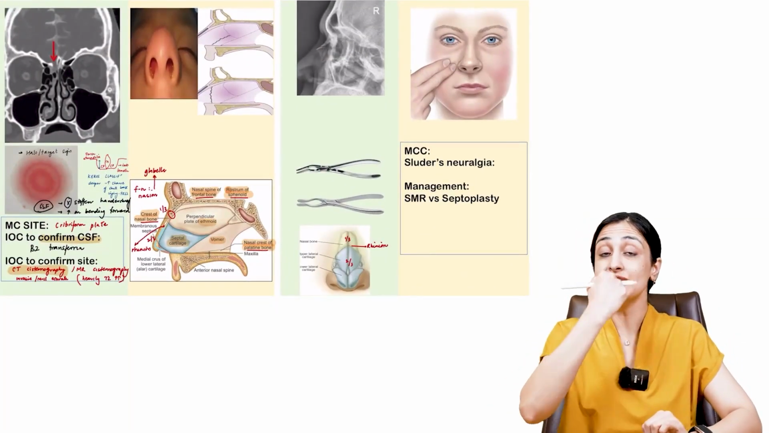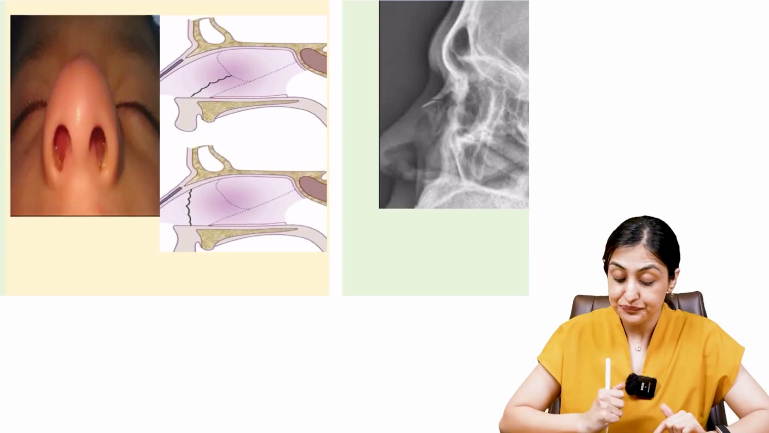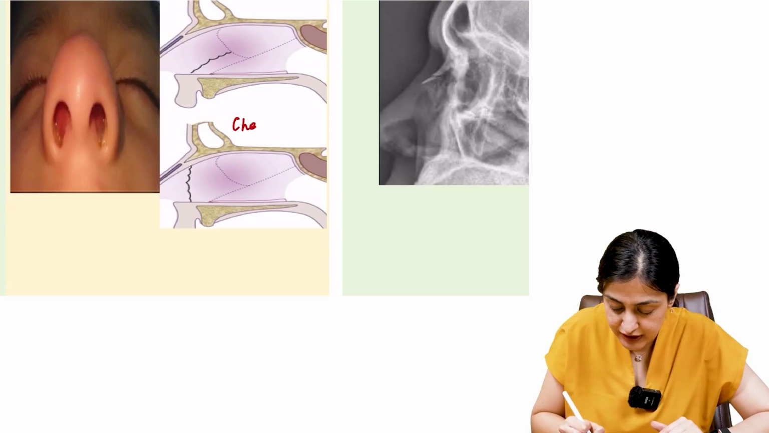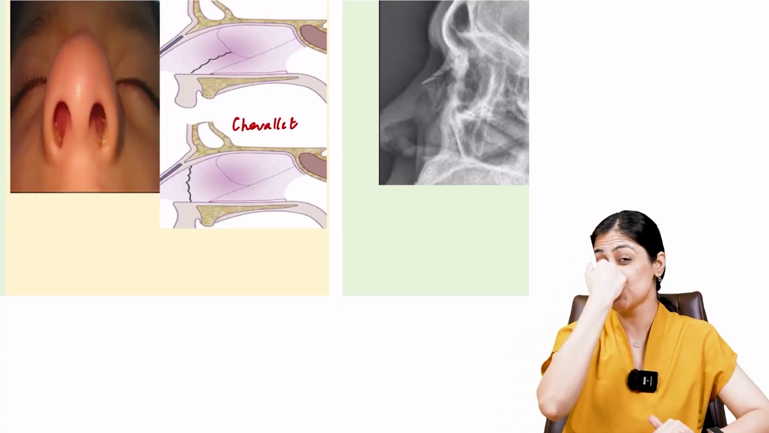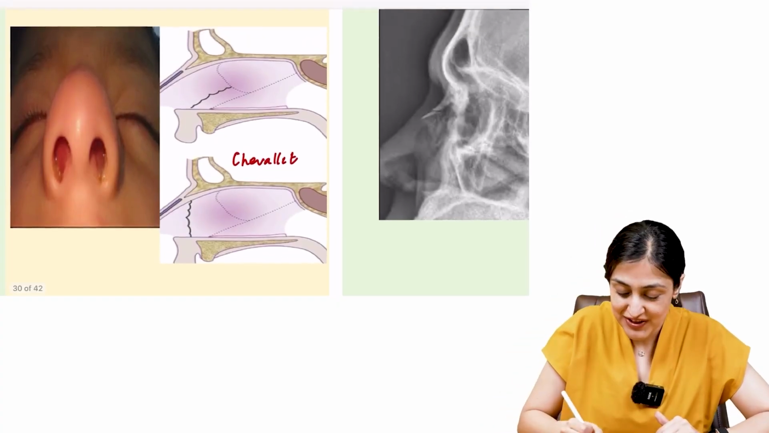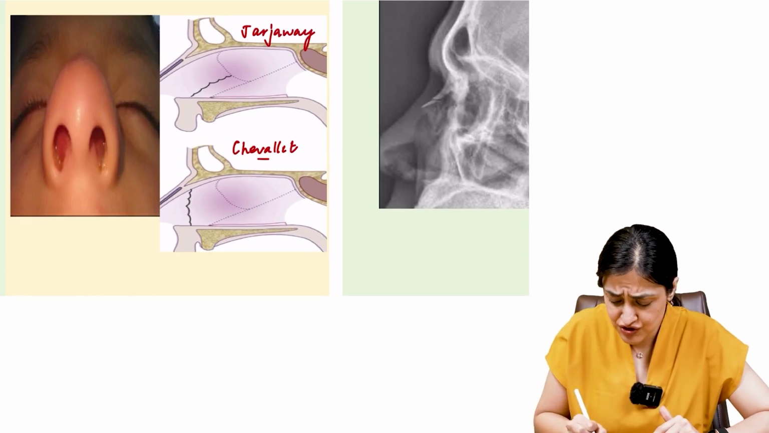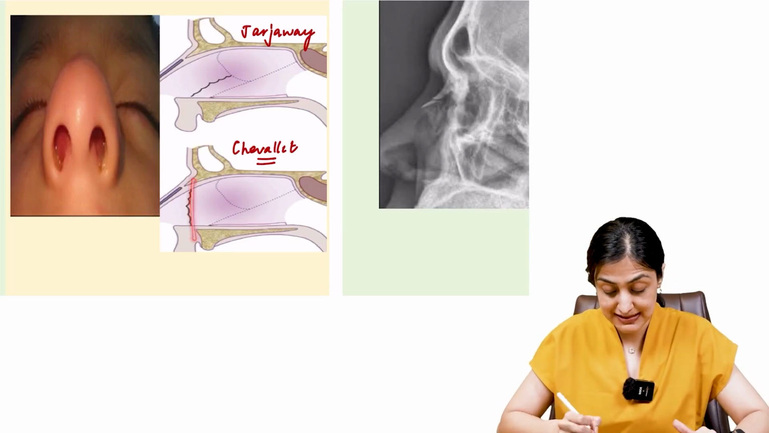So now let's say somebody hit your nasal septum. You can have a septal fracture. So if it is vertical, remember it is Chevallet's, and if it is horizontal, it is Jarjavay. Don't make mnemonics for both, right? Just remember Chevallet is vertical fracture in the septal cartilage.